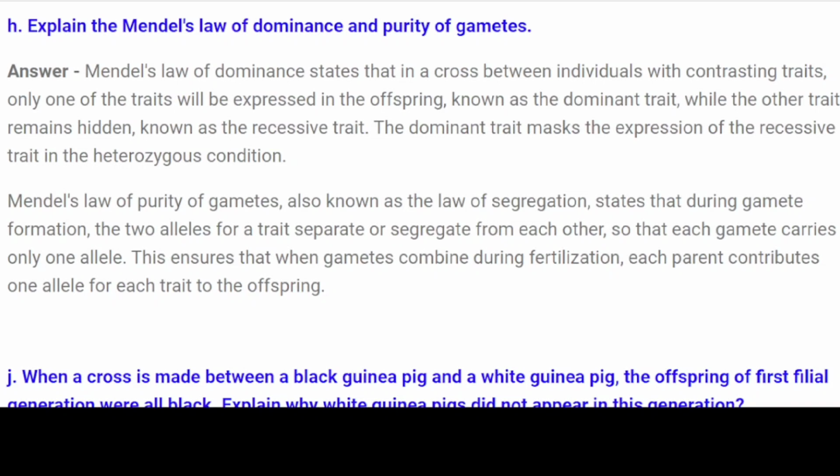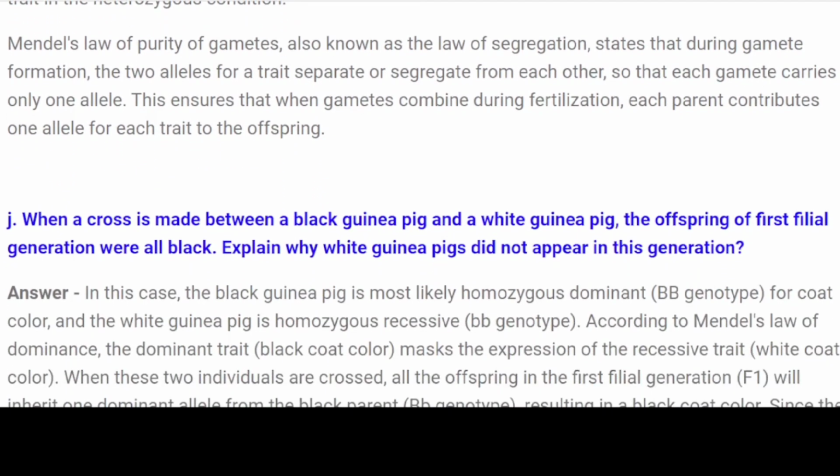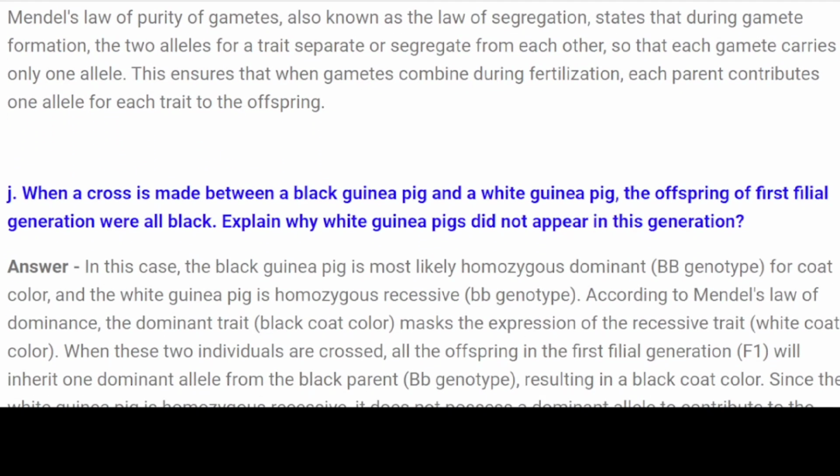Mendel's law of purity of gametes, also known as the law of segregation, states that during gamete formation, the two alleles for a trait separate or segregate from each other, so that each gamete carries only one allele. This ensures that when gametes combine during fertilization, each parent contributes one allele for each trait to the offspring.